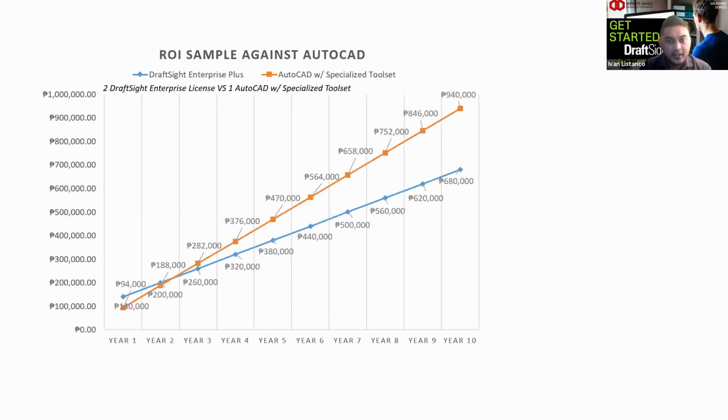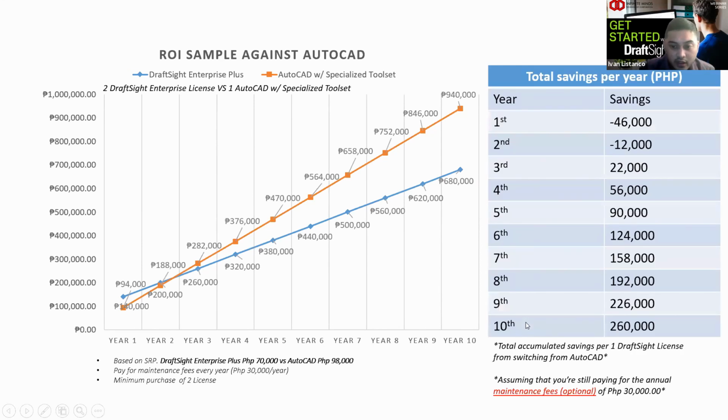Okay. So next, syempre dalawa naman yung version namin. We have the DraftSight Enterprise Plus, and then AutoCAD. Ang malapit naman sa kanya is yung AutoCAD LT, which is specialized toolset. So ito na rin yung package ni AutoCAD. So here, this is the chart, wait lang, sorry, medyo nagkakaroon ng problema. Based, yung SRP natin is 70,000 versus the AutoCAD na 98,000.